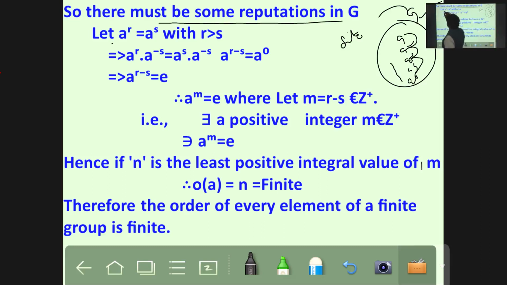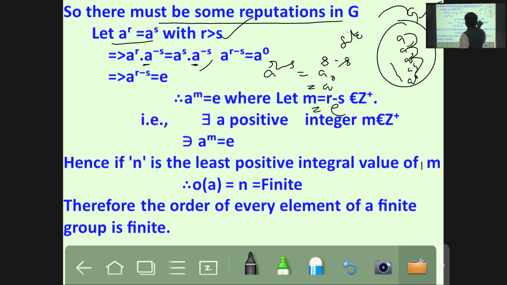Suppose a^r equals a^s with r greater than s. Multiply both sides on the right-hand side with a to the power minus s. That implies a^(r minus s) equals a^(s minus s). Therefore a to the power 0 is nothing but e. Therefore a^(r minus s) equals e. So let r minus s be m.